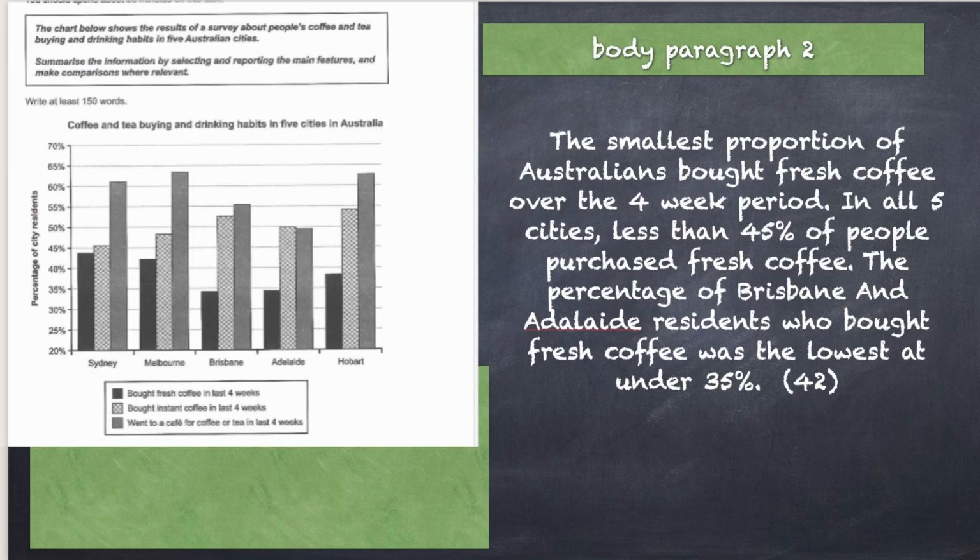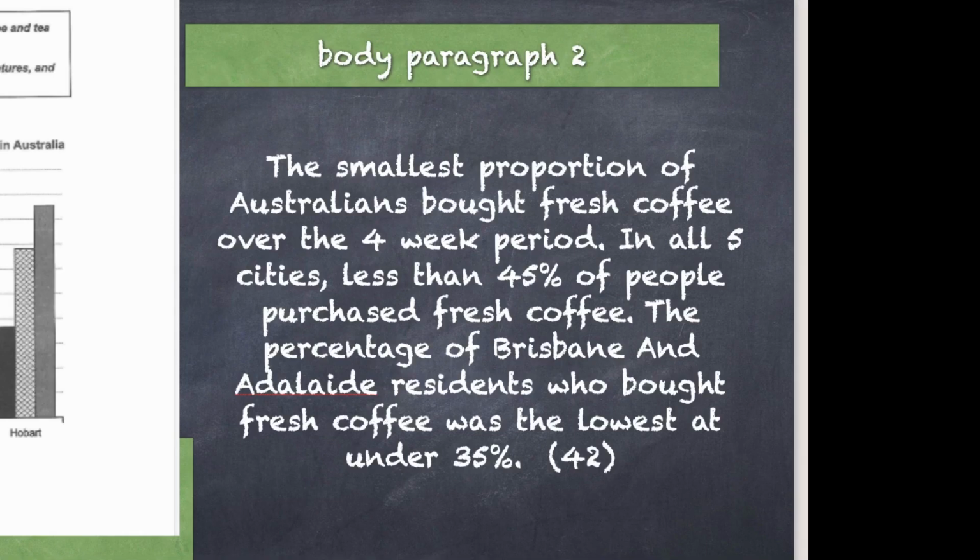The second body paragraph is now going to focus on the smallest proportion. And this one is much more straightforward, but I'm still doing the same thing. I'm making sure I'm including the actual data. And I write, the smallest proportion of Australians bought fresh coffee over the 4-week period. In all 5 cities, less than 45% of people purchased fresh coffee. The percentage of Brisbane and Adelaide residents who bought fresh coffee was the lowest at under 35%.